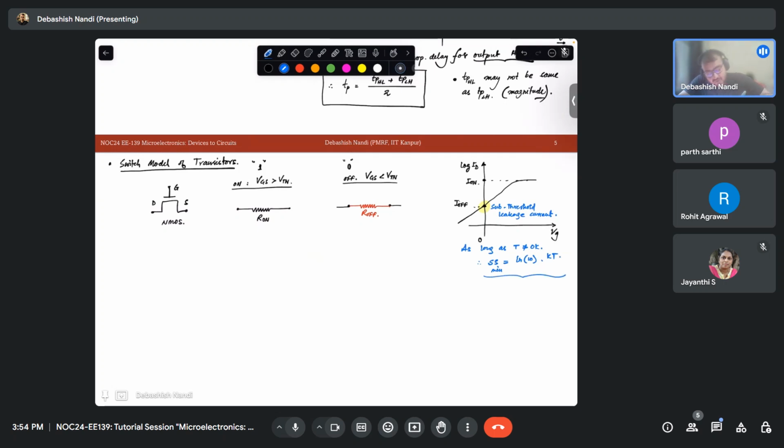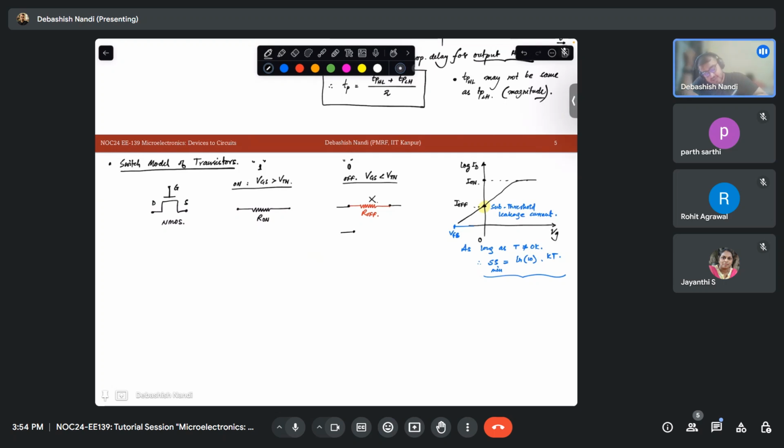And your VFB for NMOS is generally negative, so you will always have a non-zero I off. For that non-zero I off to flow from drain to source of the NMOS, you will have a resistance. That is the off resistance. But for the timing and simplicity of the discussion, we will ignore this part as of now. We will go back to this when we discuss static power dissipation.